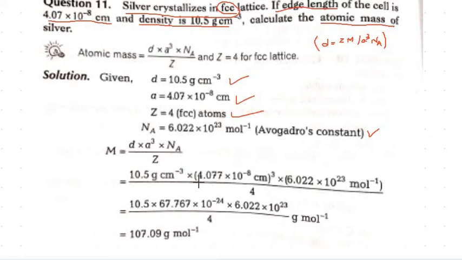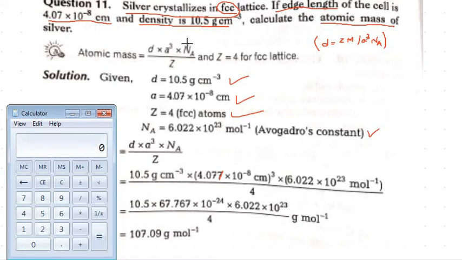10.5 into 4.077. It is given as 4.077, or you can also take 4.07, no problem. Into 10 to the power minus 8 centimeter whole cube into 6.022 into 10 to the power 23 divided by 4. Now use the calculator and simplify this.